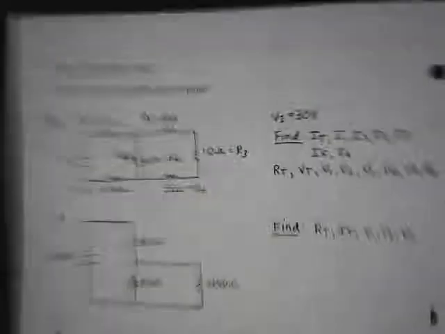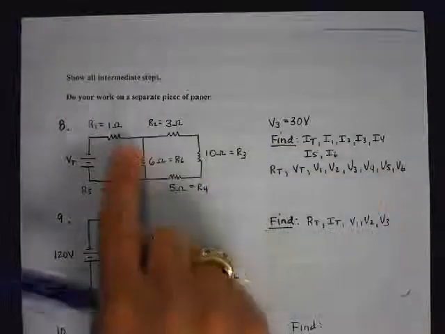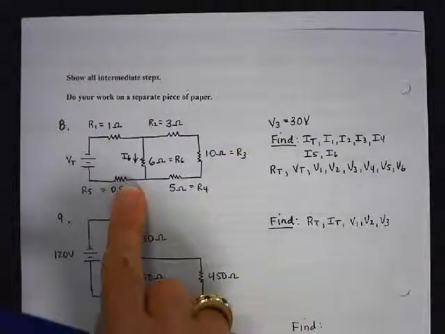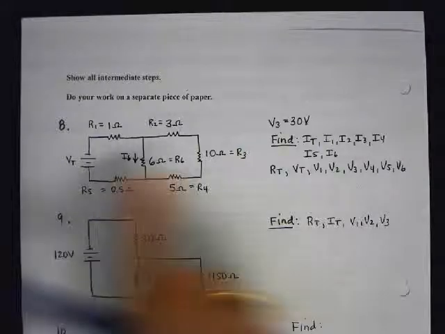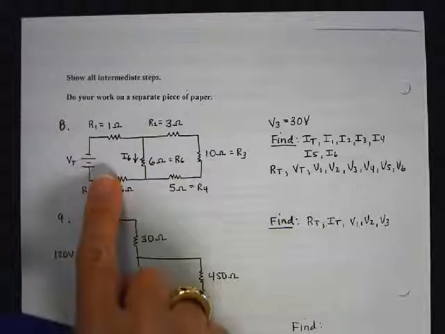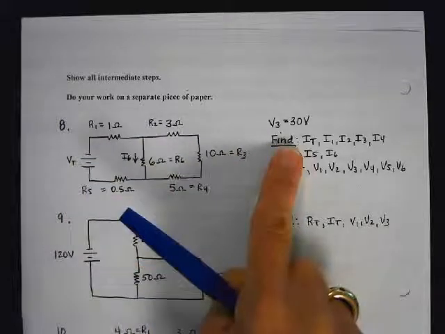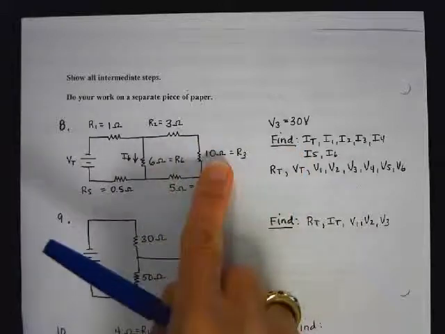All right, so now we're going to look at number 8 on the back of the worksheet. So here's number 8, and I'm going to find every single thing in this problem. I'm going to find the current through every resistor. I'm going to find the voltage drop through every resistor. But the difference between this problem and some of the ones we've done before is they're not giving me the voltage of the source, they're giving me the voltage in one of the resistors.